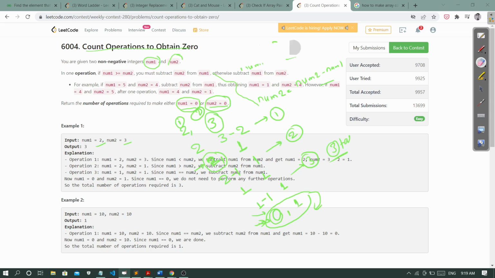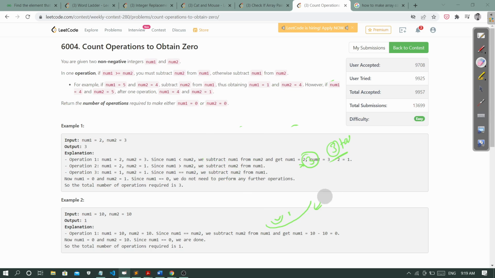If I check another example, like example number 2, then see what happens. In example number 2, both num1 and num2 are equal. So if both are equal and I subtract 10 minus 10, then we get 0 and 10. So there is one step required to convert these two numbers such that either of the two numbers is 0. So this is our approach to solving this problem. This is a very easy problem.